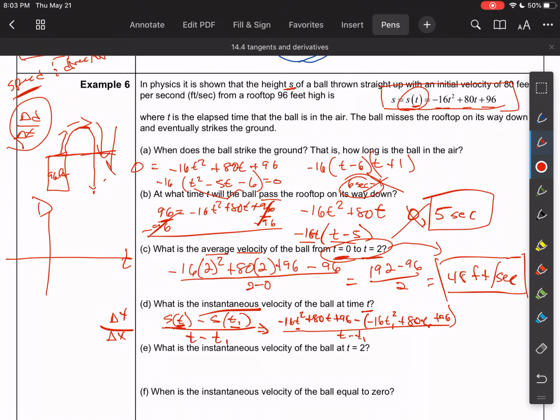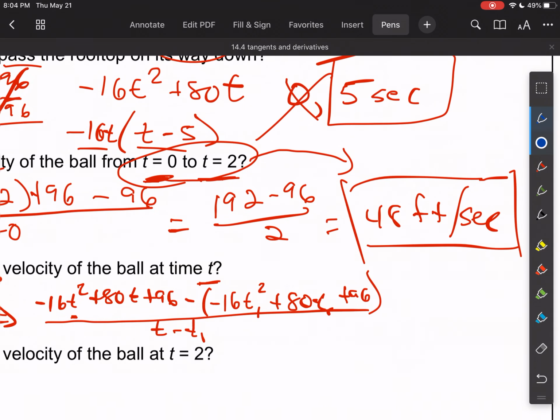Okay, so now I just need to simplify things here a little bit. I'm just going to change my signs real quick. I'm going to zoom in here a little bit. So this is the same thing as negative 16t squared plus 80t plus 96 plus 16t1 squared minus 80t1 minus 96. In doing that, I just distributed that negative sign out. I can get rid of this 96. Everything else I have to keep in there because it is essentially different terms.